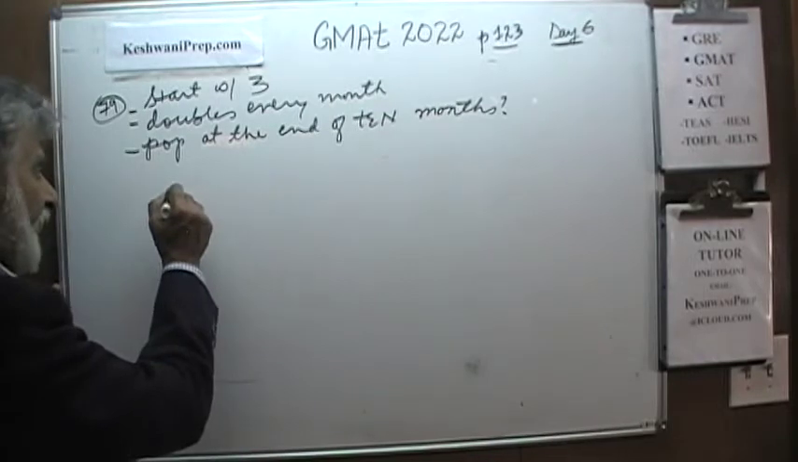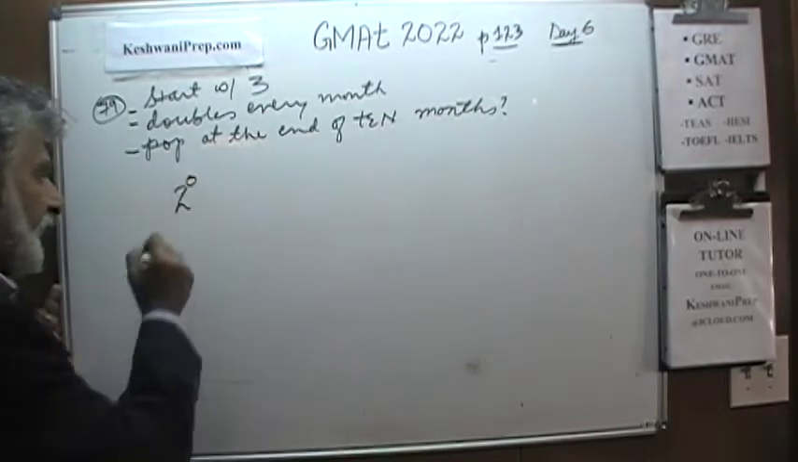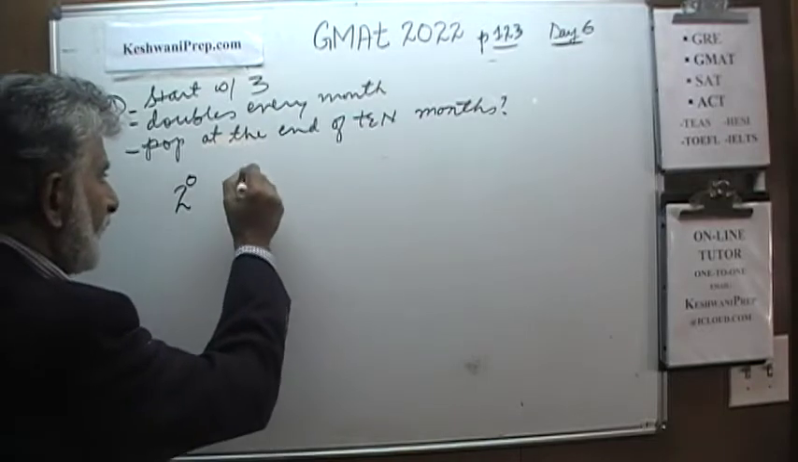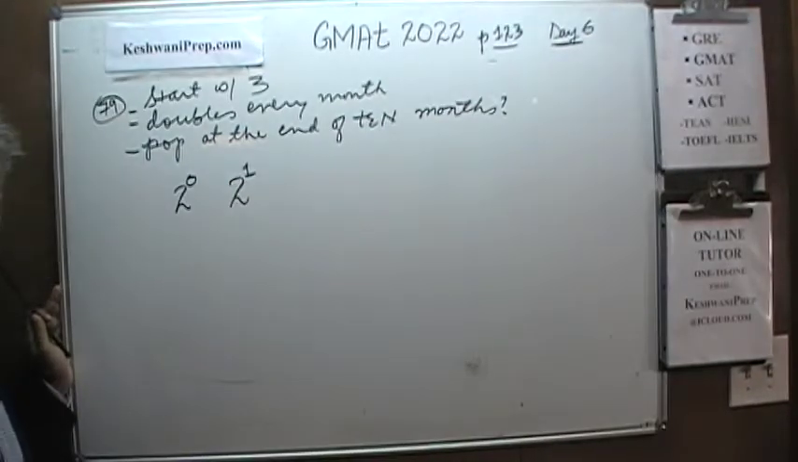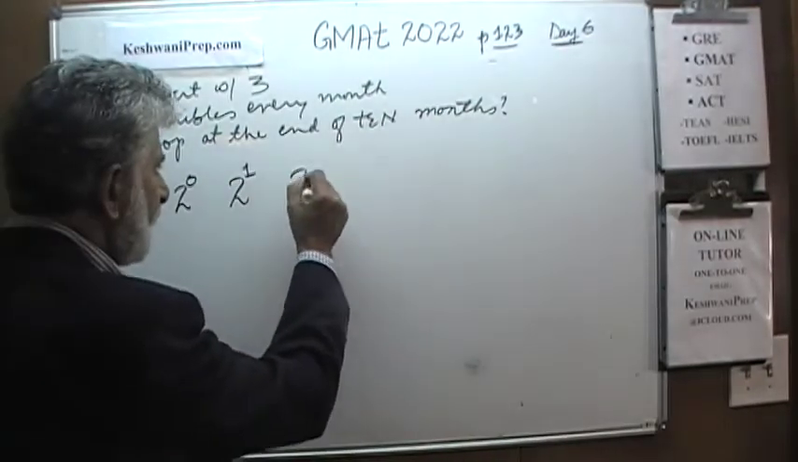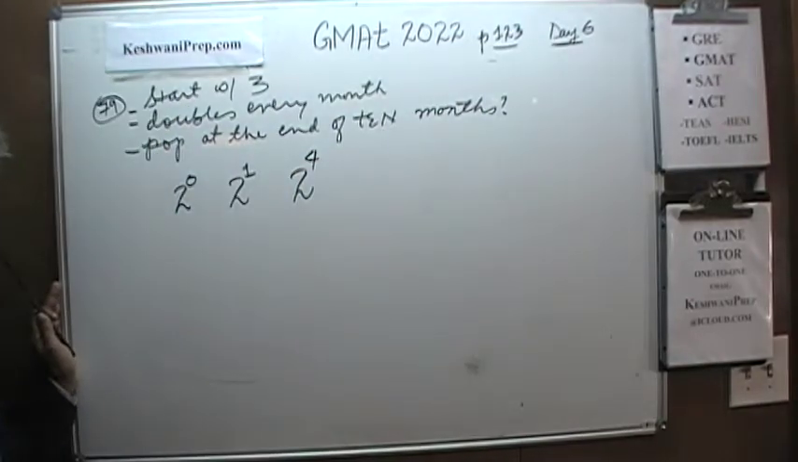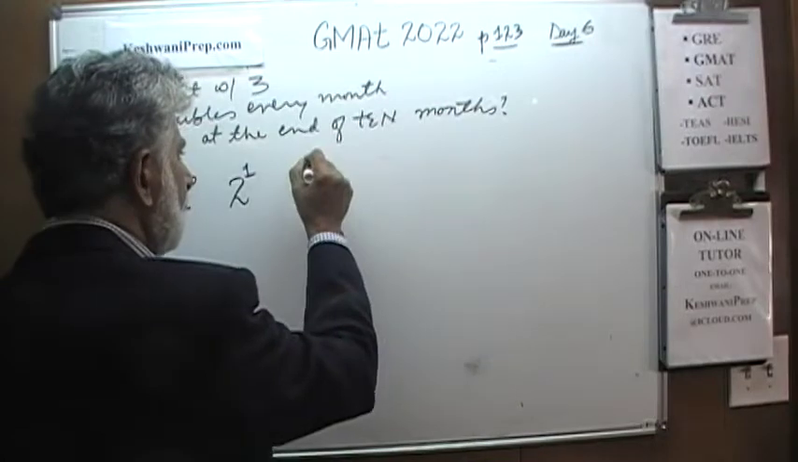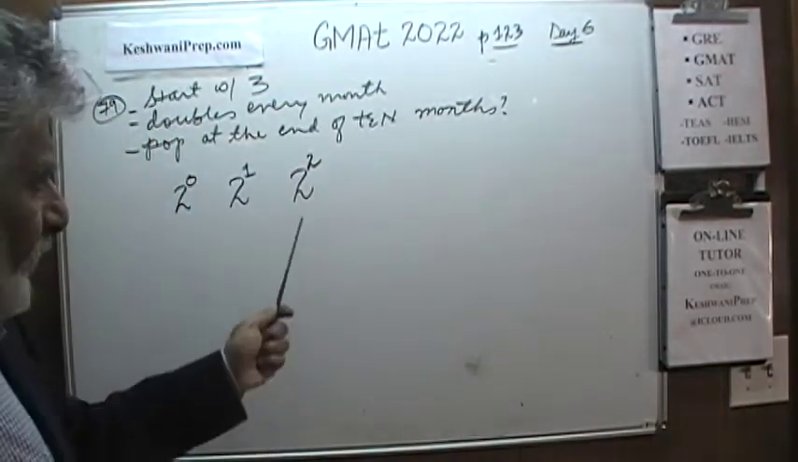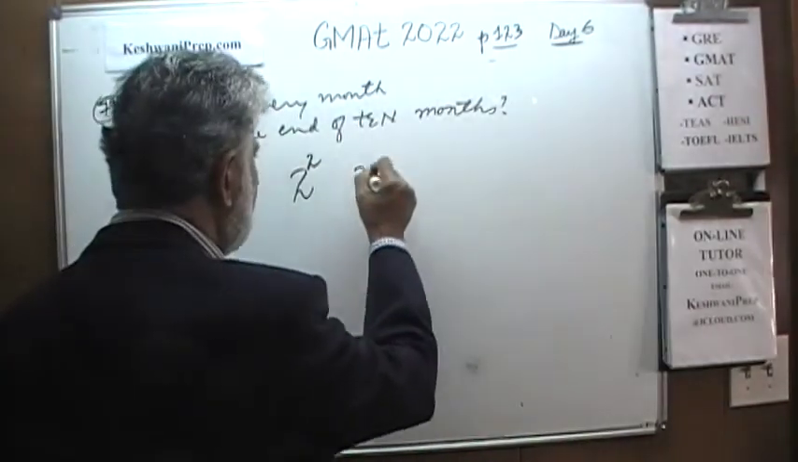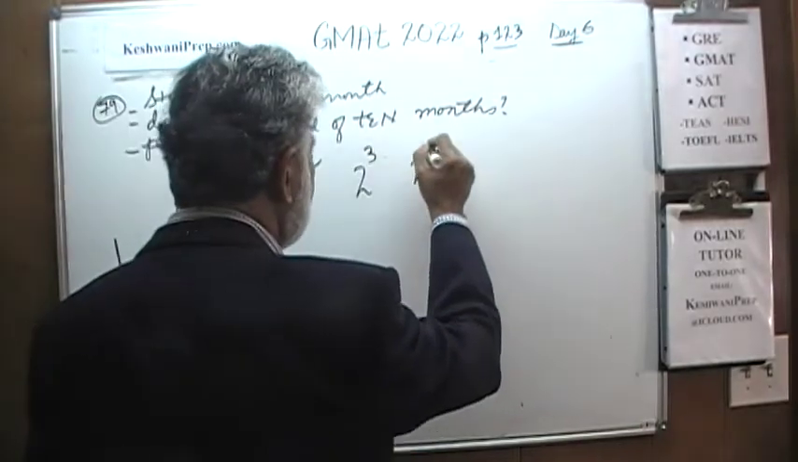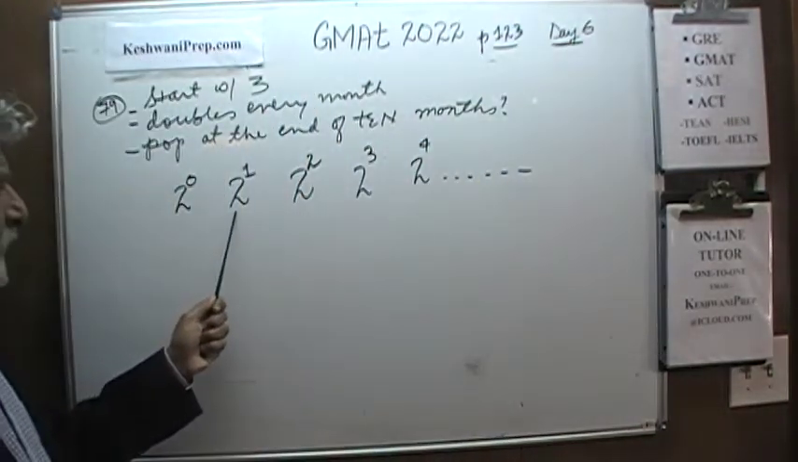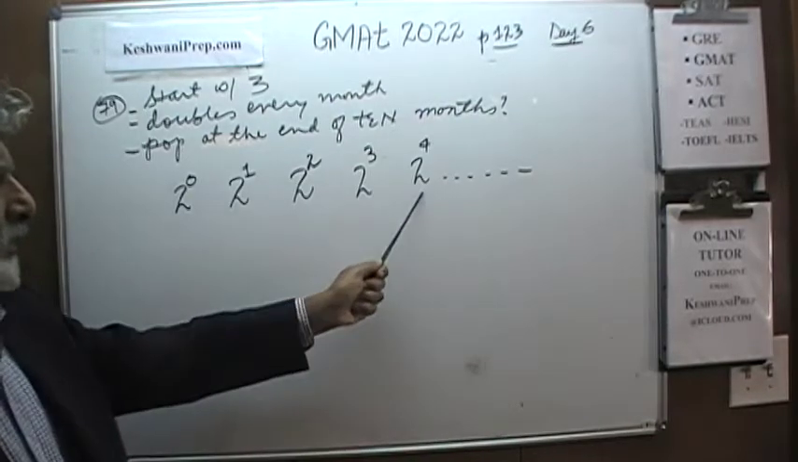So if we start with one animal at the very beginning, that one animal at the end of the first month becomes 2 animals. At the end of the second month, those 2 animals become 4 animals. And then after that, 4 becomes 8. And 8 becomes 16. And so on and so forth. So, this is the beginning, end of the first month, end of the second month, end of the third month, end of the fourth month.